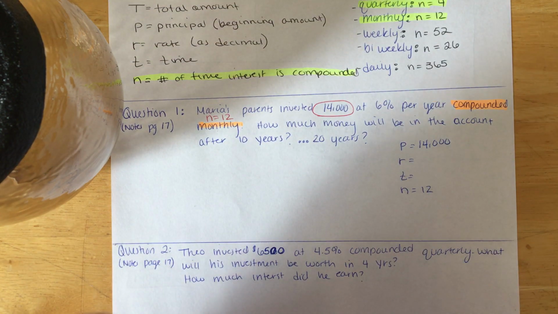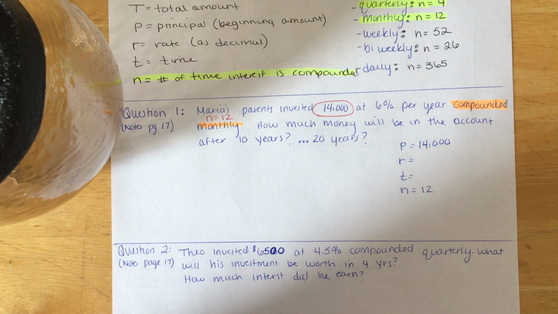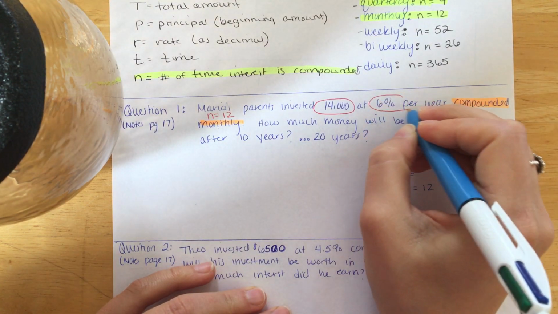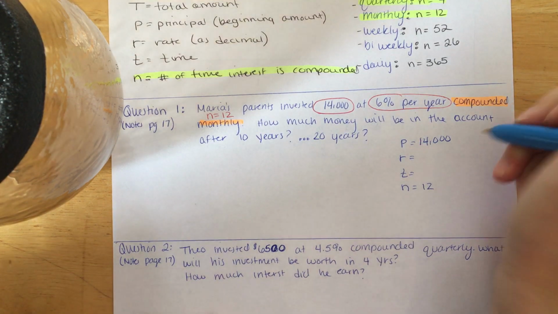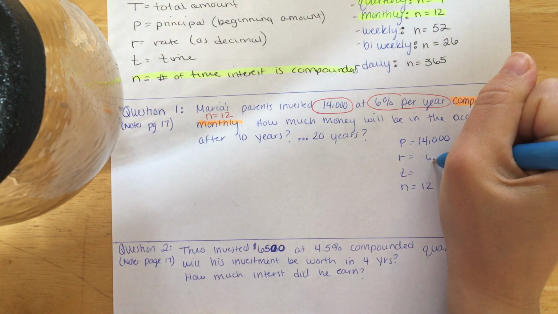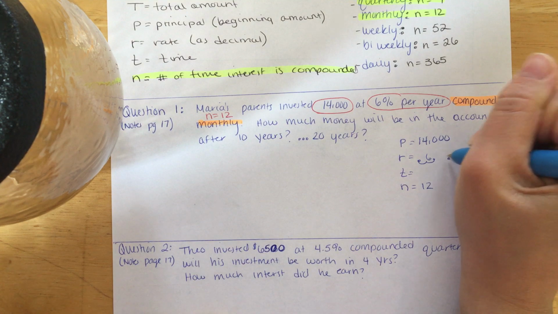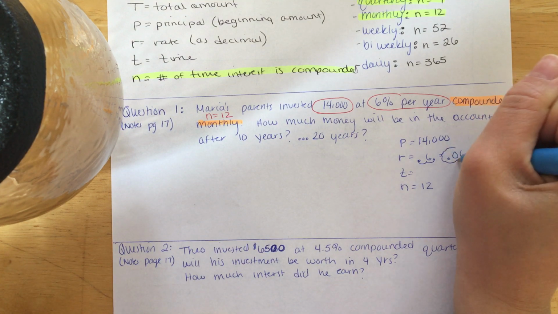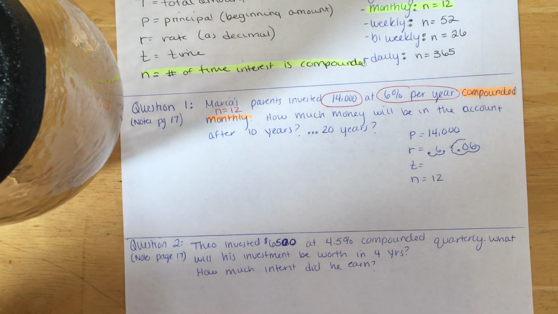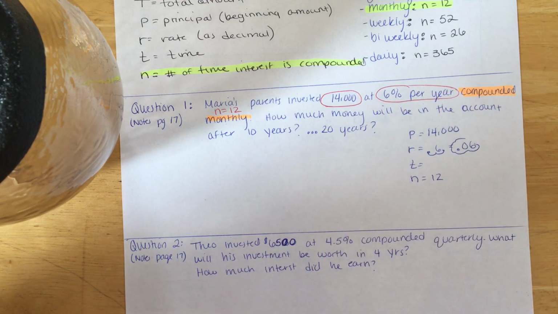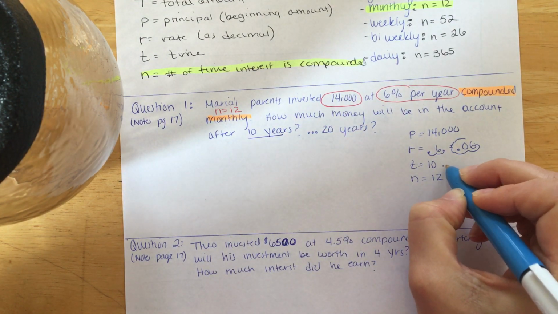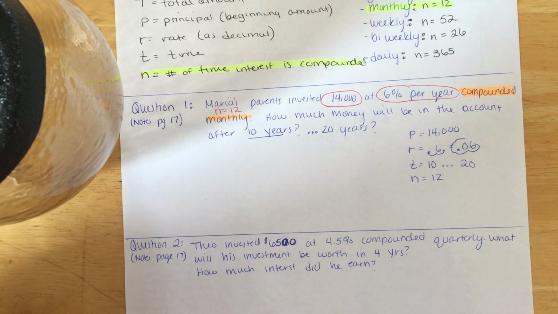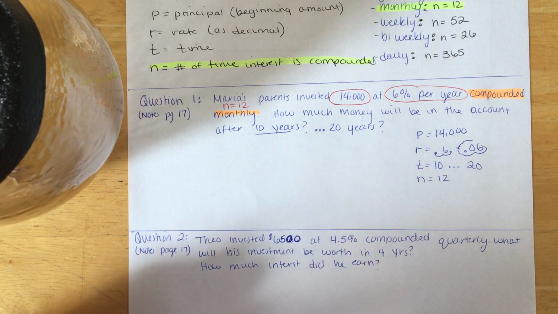At a rate of 6%, that's going to be my rate. Written as a decimal, it would be 0.06. Remember, you take the 6 and move the decimal left twice, it's 0.06. And then the time, in this case, they gave us 2, so we're going to have to plug this in twice. The time is first going to be 10 years, then it's going to be 20, okay? So leave room so that you can plug this in twice.